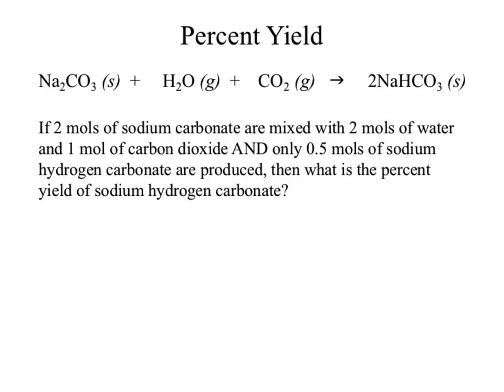So if we looked at our question now, 2 moles of sodium carbonate mixed with 2 moles of water and 1 mole of carbon dioxide, and here's an extra little bit of information, 0.5 moles of sodium hydrogen carbonate are produced, then what is the percent yield of sodium hydrogen carbonate? What am I solving for? Percent yield of sodium hydrogen carbonate, which means I need an actual yield of the sodium hydrogen carbonate, and I would need a calculated yield for my limiting reactant. I can then multiply by 100%.